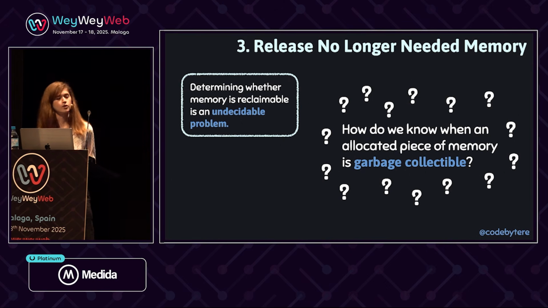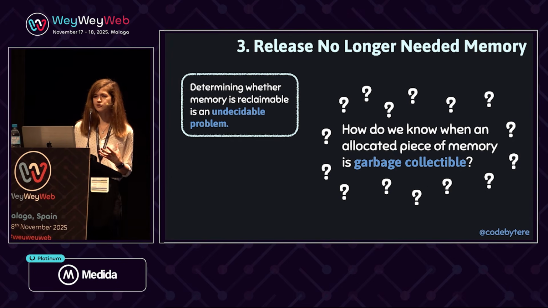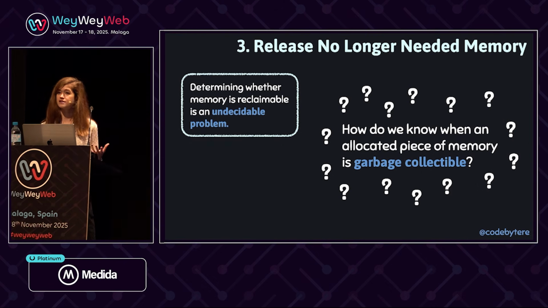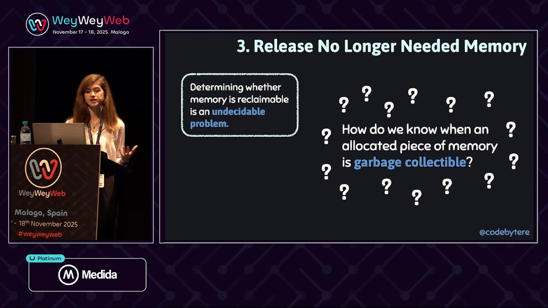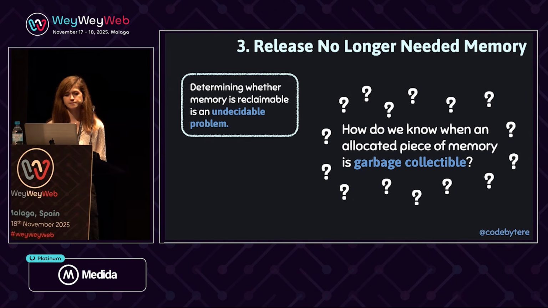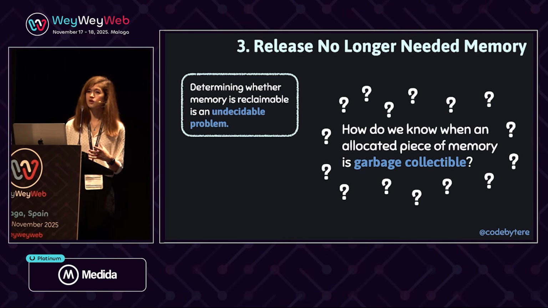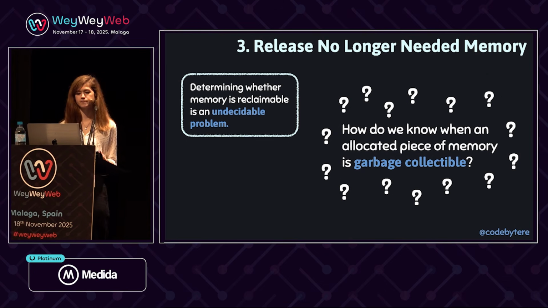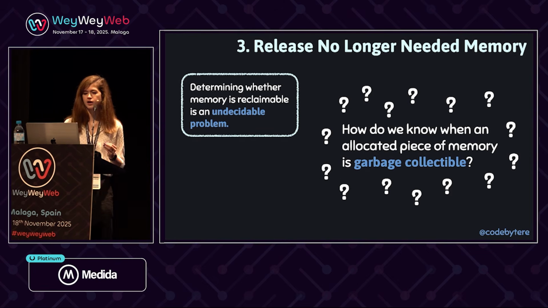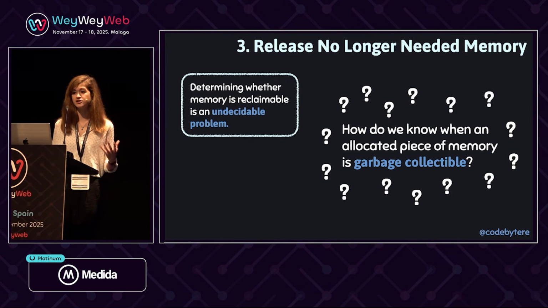But here's the big question. How do we actually know when a chunk of memory is safe to release? Unlike cleaning up after a coffee shop rush, where you can easily tell when a table is done and ready to be cleared, deciding when memory is done is far less obvious. In fact, determining whether or not memory is ready for release is what is called in computer science an undecidable problem. In other words, there's no way to know for sure whether or not memory is fully safe to reclaim without potentially running into some issues.